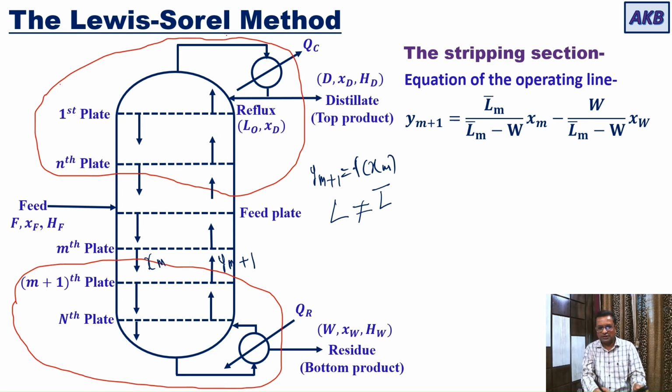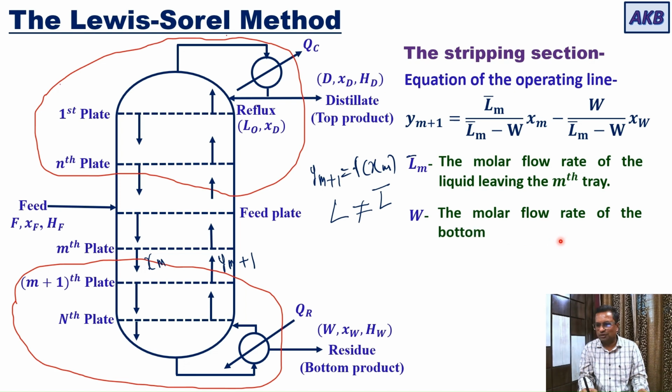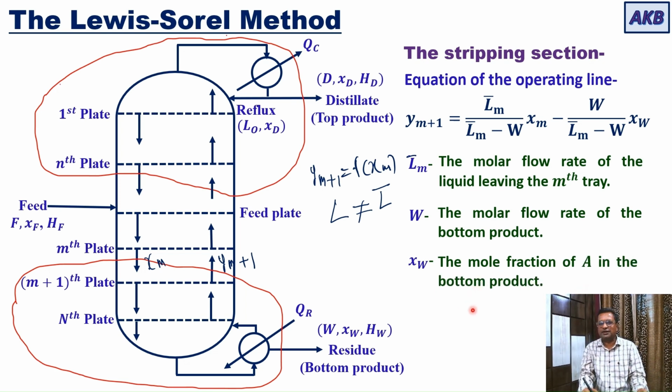Okay. So in short, after putting the values of L bar m, the value of L bar m will be decided by the type of the feed that is involved. L bar m is the molar flow rate of the liquid that is leaving the m tray or m plate, as I have told you. W is the molar flow rate of the bottom product, and XW is the mole fraction of A, that is the more volatile component, in the bottom product.